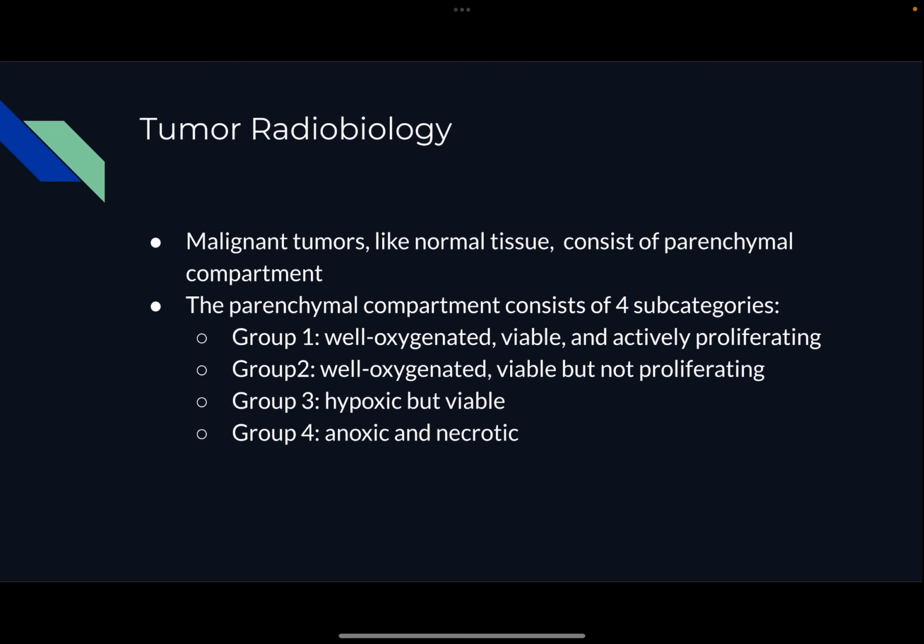So going into tumor radiobiology. Malignant tumors, like normal tissue, consist of a parenchymal compartment. And the parenchymal compartment consists of 4 different subcategories. Group 1 is the well-oxygenated, viable, and actively proliferating cells. Group 2 is the well-oxygenated, viable, but not proliferating cells. Group 3 is the hypoxic but viable. And group 4 is the anoxic and necrotic.